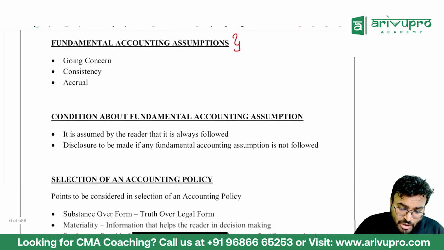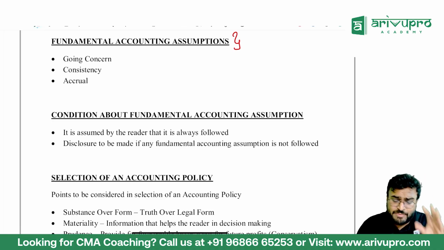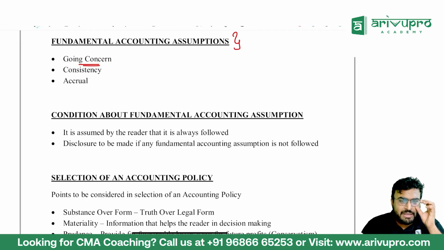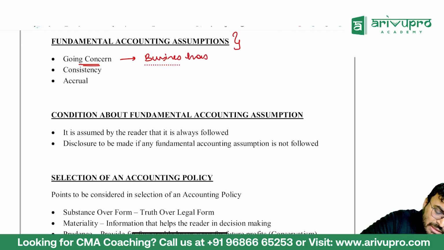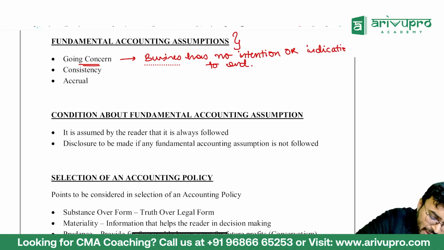Now, fundamental accounting assumptions. In AS1, we have something called fundamental accounting assumptions. Whenever we are preparing financial statements, these three are always supposed to be followed. First one is going concern. Going concern means business has no intention or indication to end. There is no intention that the business is going to end, or no indication that the business is going to end.